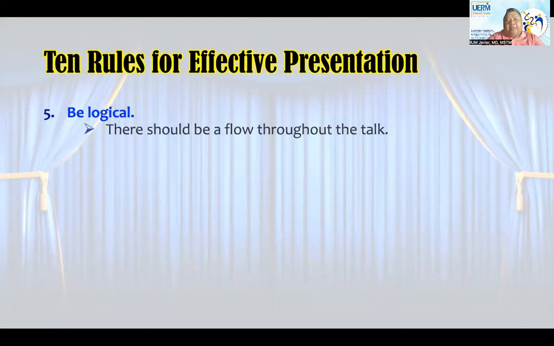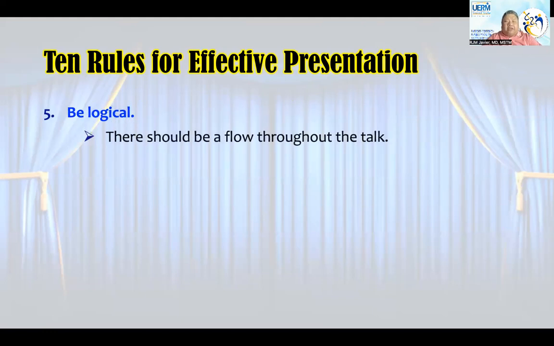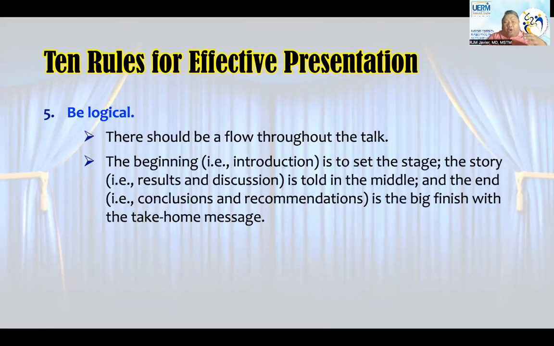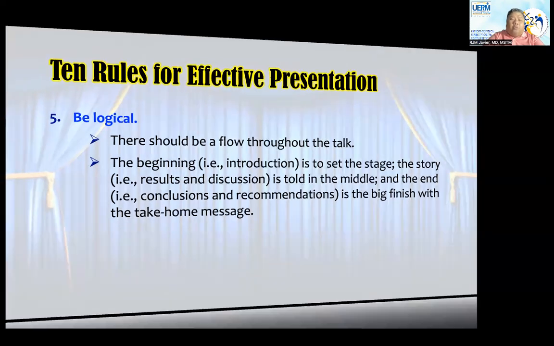Be logical. There should be a flow throughout the talk. And normally the beginning or the introduction is to set the stage. The story or the results in the discussion will be given in the middle, while the conclusion and the recommendations will be given at the end, and this will be the big finish with the take-home message.